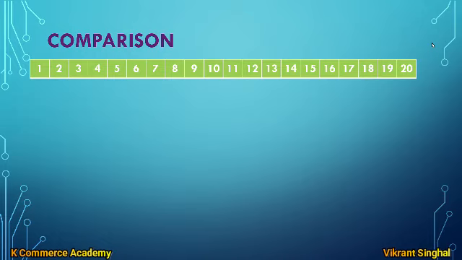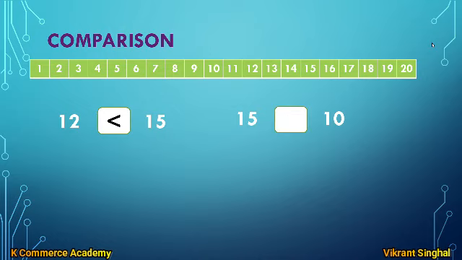Now, if we have a question where we are asked to compare 12 and 15, in such a case, we will follow the same method. Looking at the number strip, we can see that 15 is at the right hand side of 12. Then we will put the less than sign here. Again, another example, if we are asked to compare 15 and 10, here we can see on the number strip that 10 is at the left hand side of 15. So again we will put here the greater than sign.